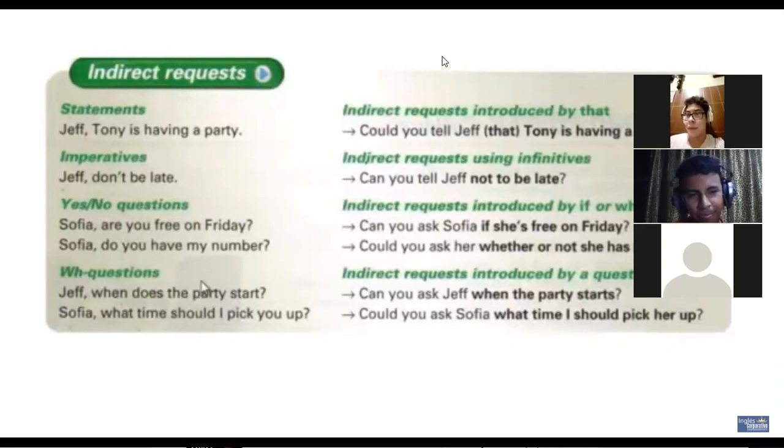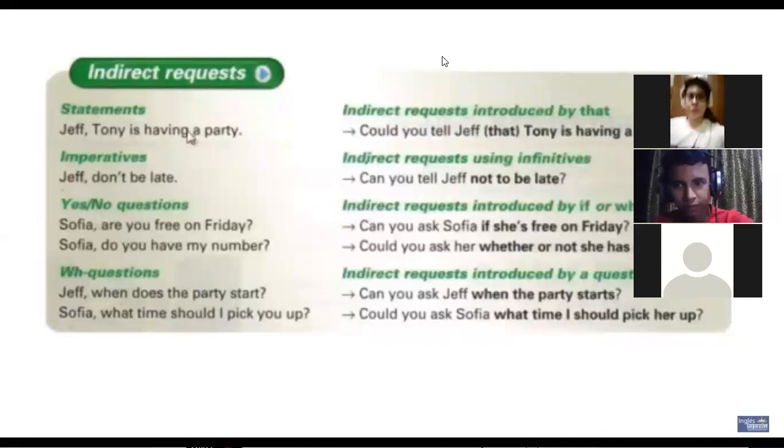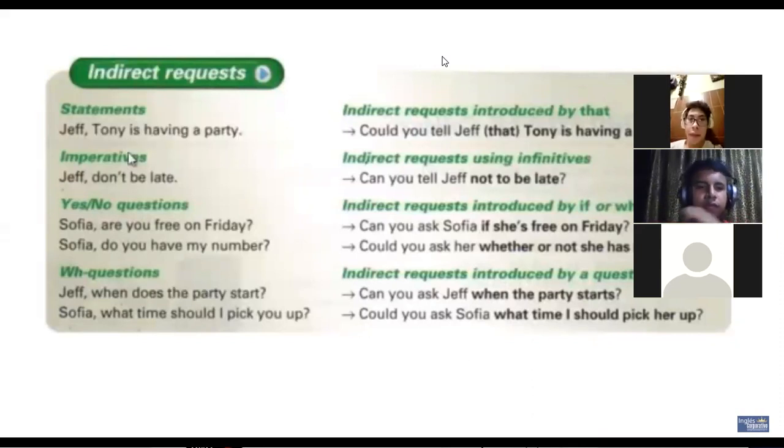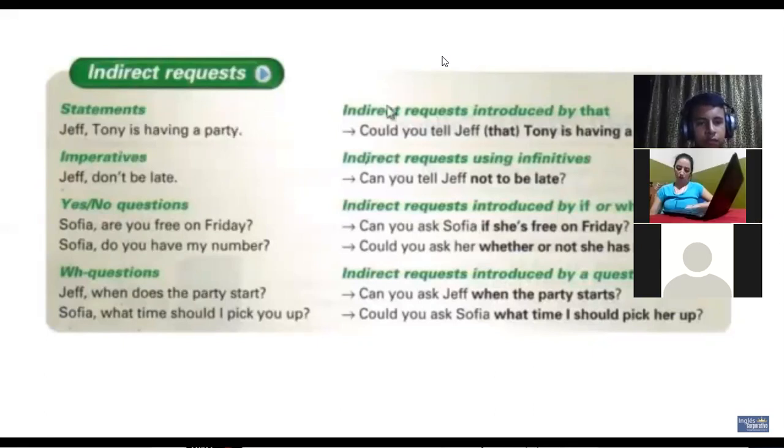The idea is to be able to take any kind of sentence and change it to a form of indirect request. So in this particular lesson, we're going to focus on the first one, with statements. As we can see, statements are quite easy to change, right? We have a statement there, Jeff, Tony's having a party. That statement, we change to an indirect request.